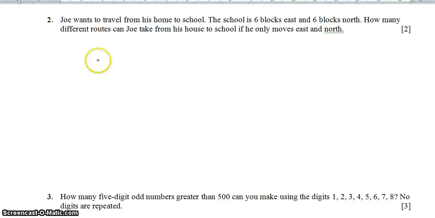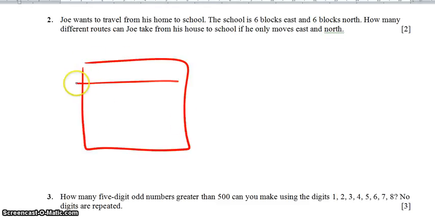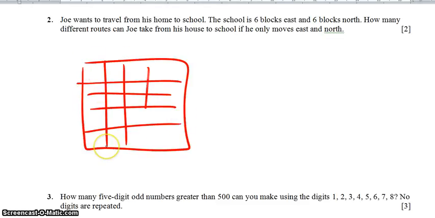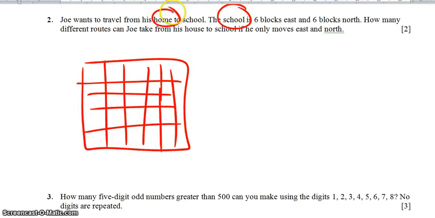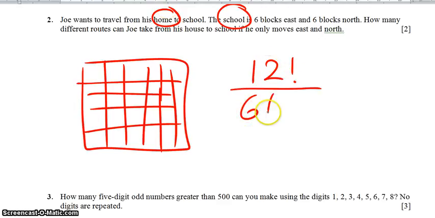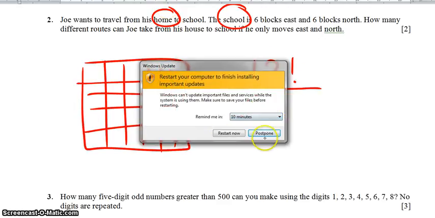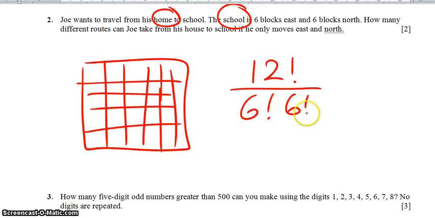Okay, this one is the block question. 6 blocks east, 6 blocks north. Was there a picture there? There was a picture there, right? Anyway, to go from the school to home, you need to cross 12 blocks. 6 of them are eastward moving, and 6 of them are northward moving. So that will be the answer.